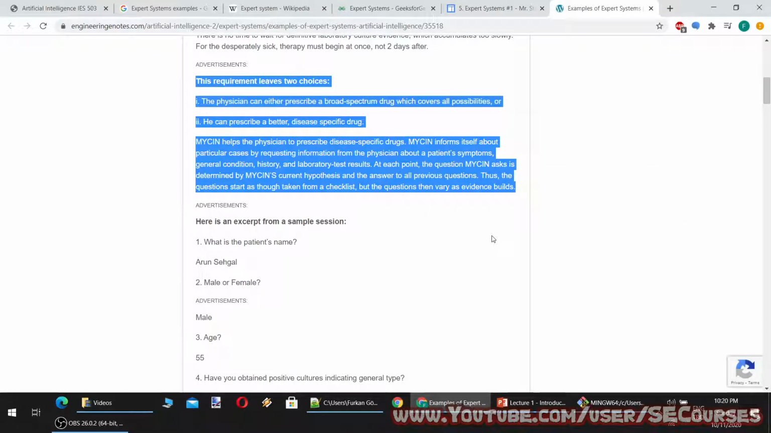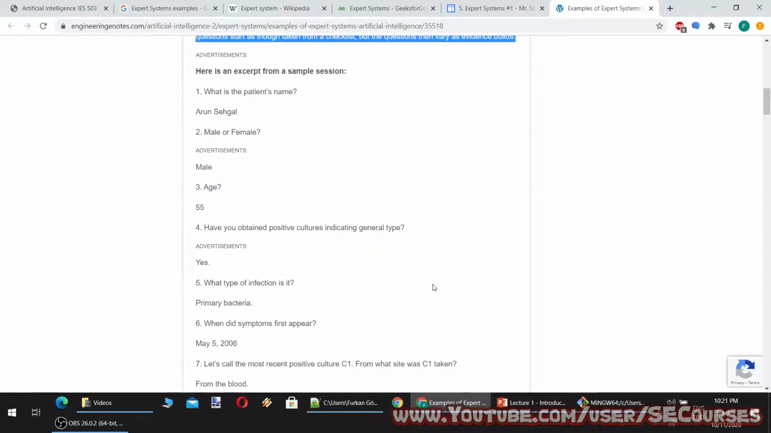This requirement leaves two choices. The physician can either prescribe a broad-spectrum drug which covers all possibilities, or he can prescribe a better, disease-specific drug. Mycin helps the physician to prescribe disease-specific drugs. Mycin informs itself about particular cases by requesting information from the physician about a patient's symptoms, general condition, history, and laboratory test results. At each point, the question Mycin asks is determined by Mycin's current hypothesis and the answer to all previous questions. Thus, the questions start as though taken from a checklist, but the questions then vary as evidence builds.